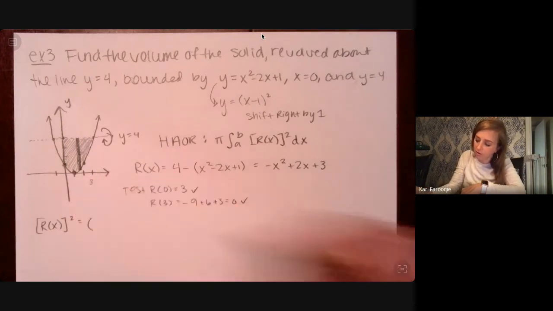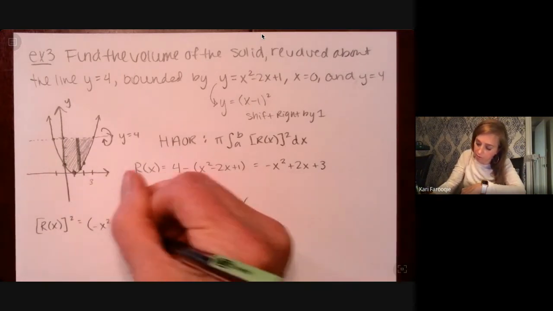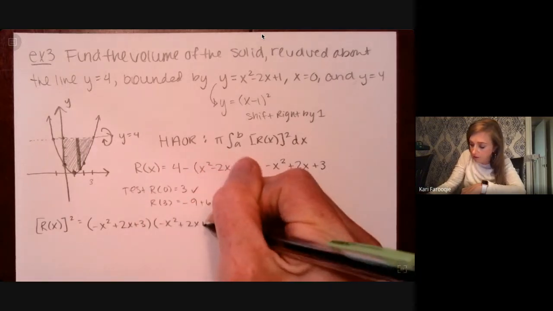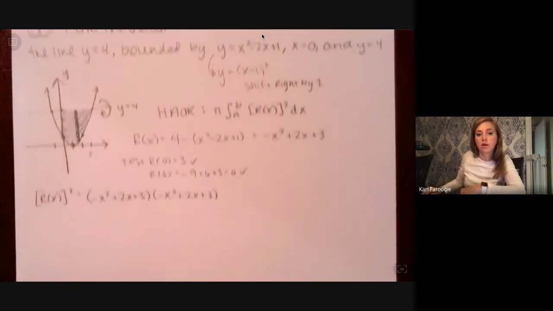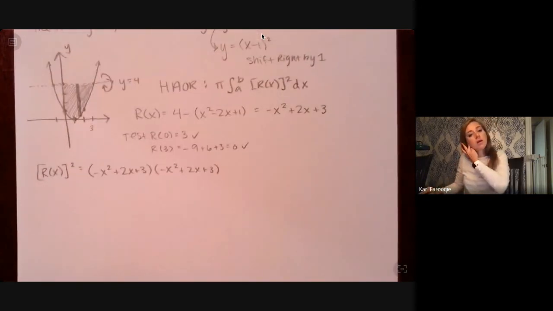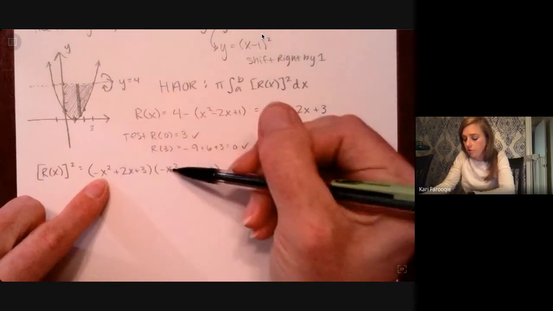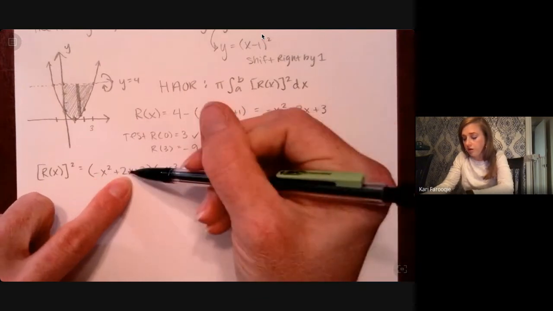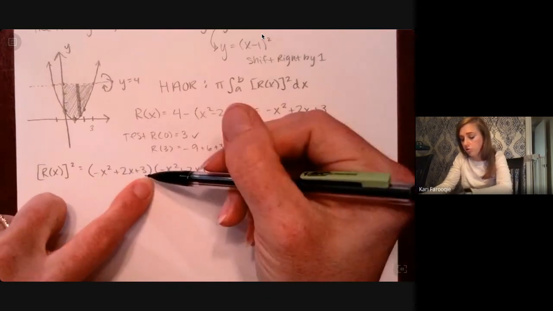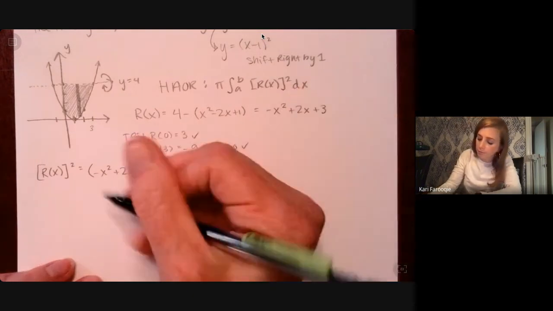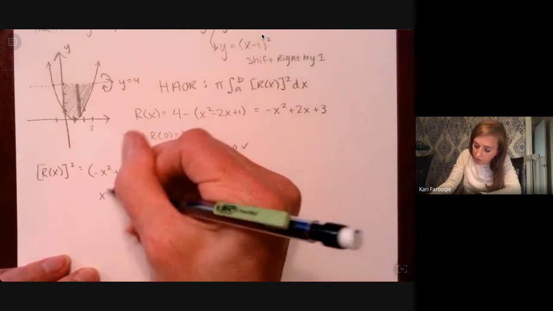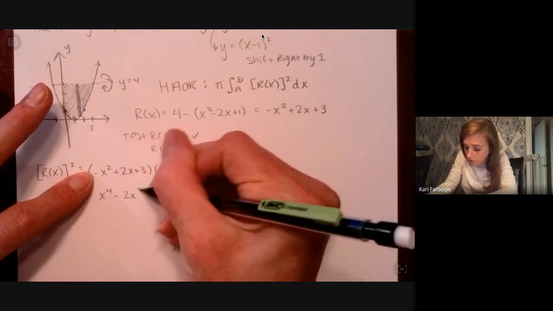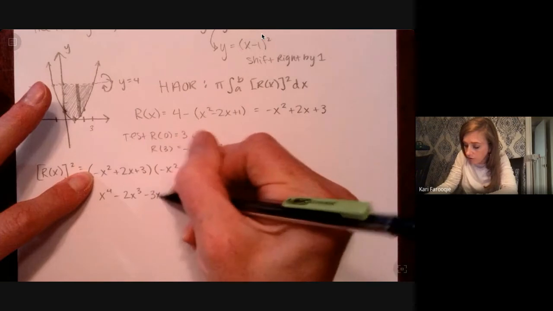Okay, so we're going to take negative x squared plus 2x plus 3 and multiply it by itself to get r of x squared. I'm going to use the first term and distribute it into every term, and then I'll use the second term, multiply by every term, and the third term, multiply by every term. So negative x squared times negative x squared is positive x to the 4th. Then we'll have negative 2x cubed, and then we'll have negative 3x squared.